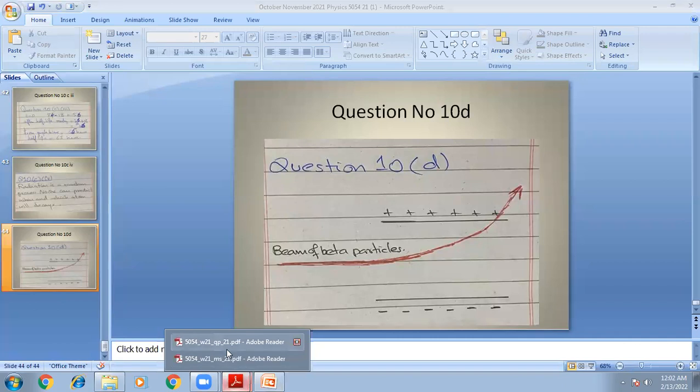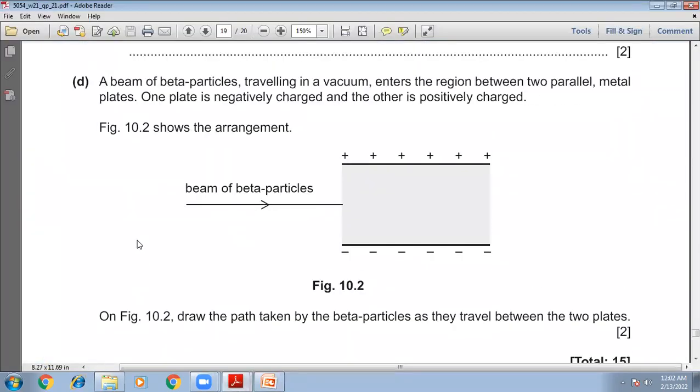So we are going to the last part of this paper. It says, a beam of beta particles traveling in a vacuum enters the region between the two parallel metal plates. One plate is negatively charged and the other is positively charged. Figure 10.2 shows the arrangement. So the beta particles are going to enter. This shows the beta particles. They are going to enter this region where you have the positive plate and negative plate. Because the beta particles are negatively charged, automatically they will be attracted to this positive plate. So when the beta particles enter here, they will be deflected towards the top of this page.